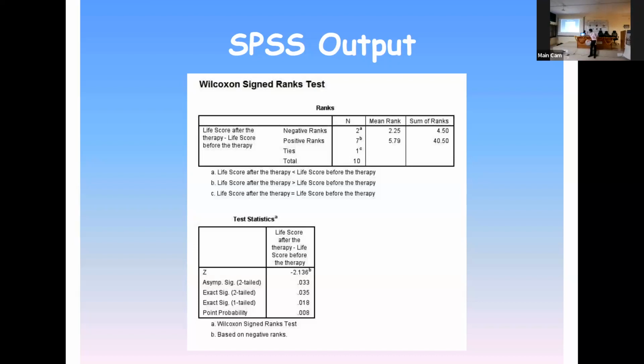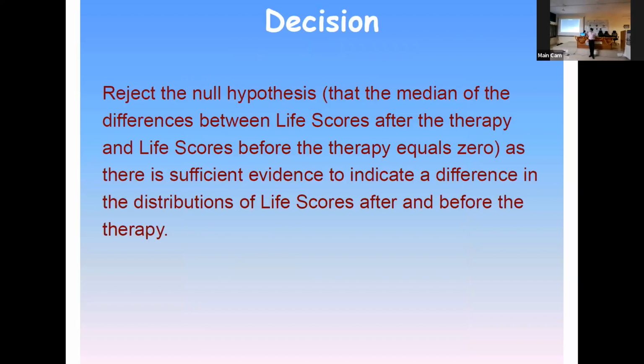See, answer first one is exact significance two-tailed. Two-tailed means if you focus upon this, you are saying that there is some impact. If you are saying that one-tailed, there is positive. Okay? So if I focus upon this 0.018, that means almost 1.8%, and this is almost 3.5% in both the cases. In both the cases, p-value is very low, even less than 5%. So it rejects the null hypothesis. That means there is an impact. So we reject the null hypothesis that the median of differences is same, as there is sufficient.